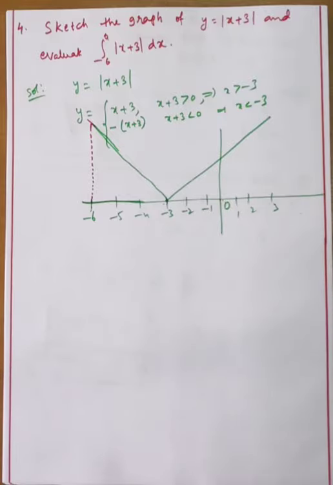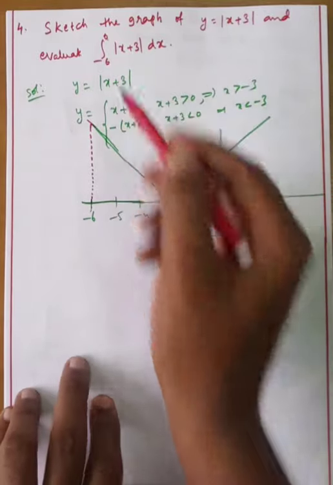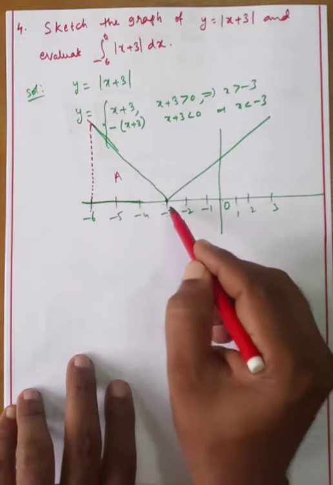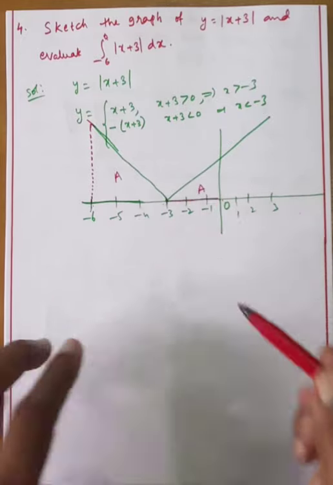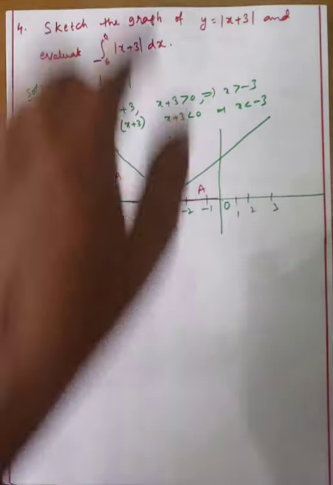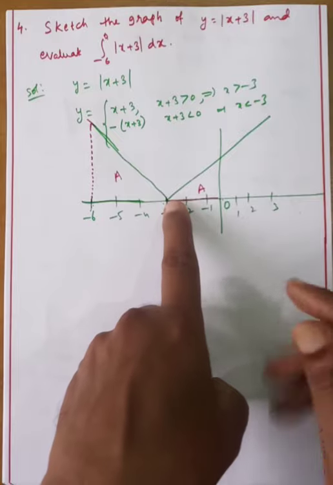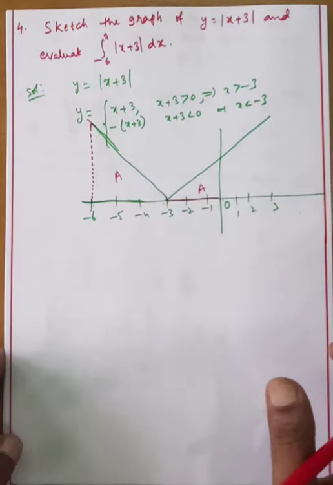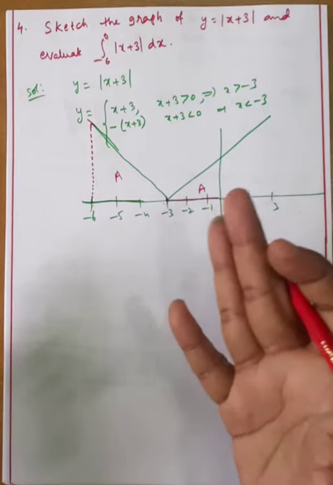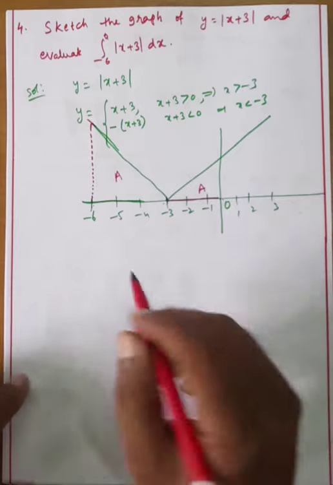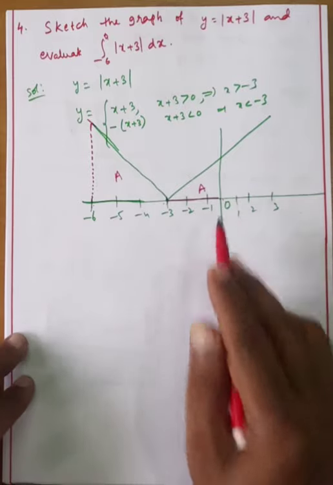How to divide minus 6 to 0? Minus 6 to 0 is minus 6 to minus 3, this side, this area, and next this area. Okay, just simply observe that whenever you find the critical point, draw the critical point. After that, the left side is always negative, the right side is always positive. That's simple, my dear students. Now the area region bounded by the curve y is equal to mod x plus 3 and x is equal to minus 6 and x is equal to 0 is.